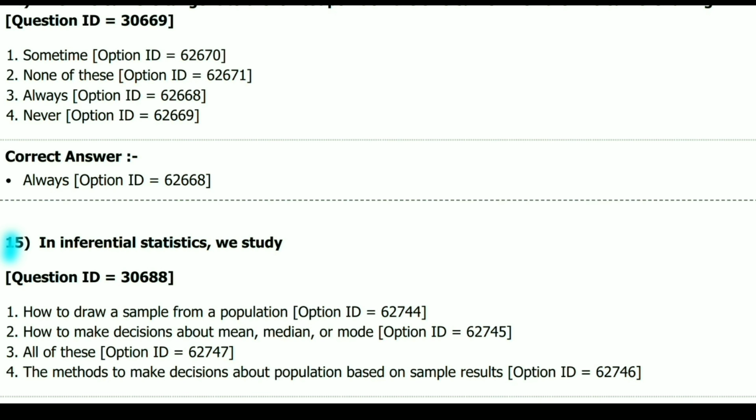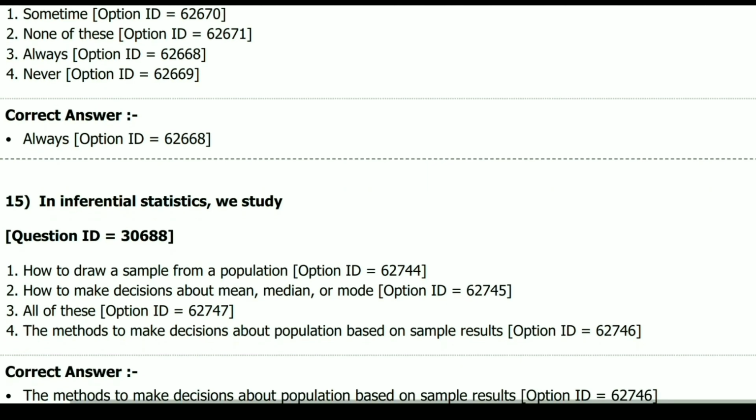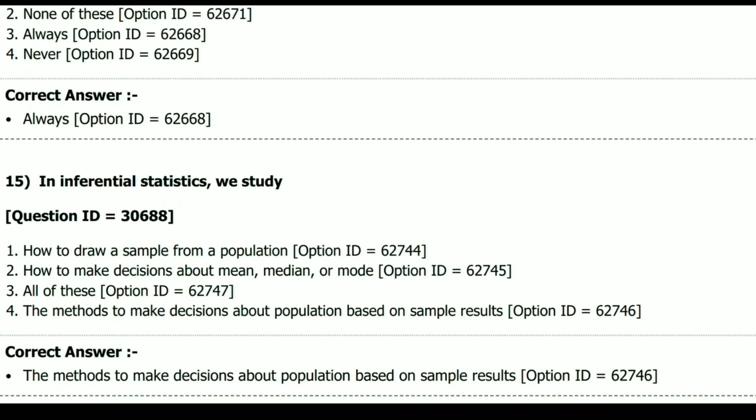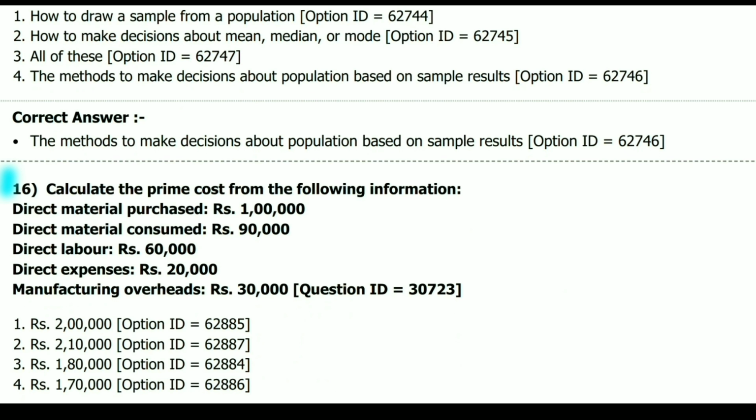Next, in inferential statistics, we study, options: how to draw a sample from a population, how to make decisions about mean, median or mode, all of these, the method to make decisions about the population based on sample results. And the answer is the method to make decisions about the population based on sample results. Next, calculate the prime cost from the following information.